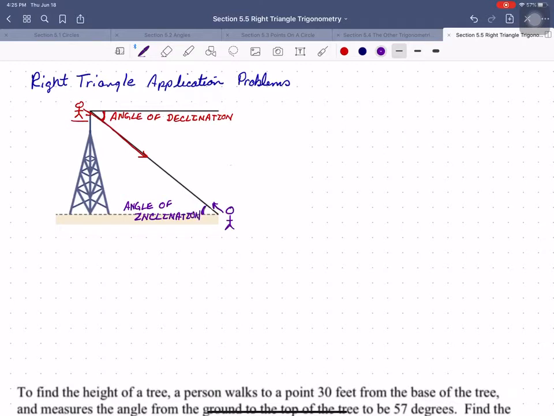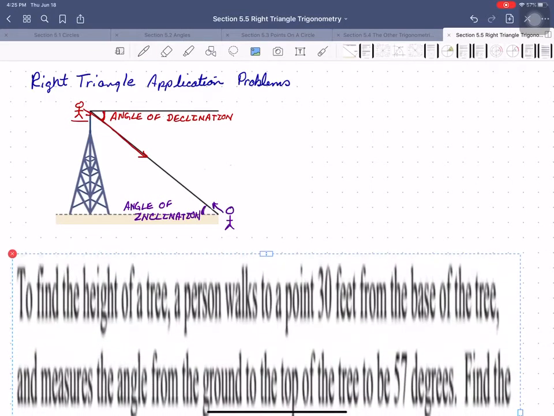So in all cases, generally what happens is you will be taking a measure of an angle looking up at a top from a certain distance away. And what we're usually trying to do is find the height. So let's just take a look at this problem.